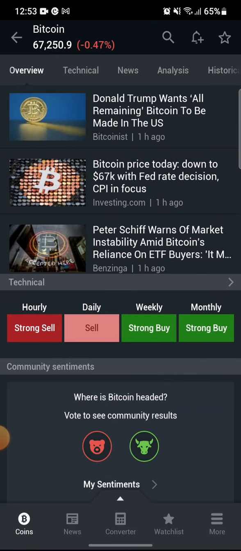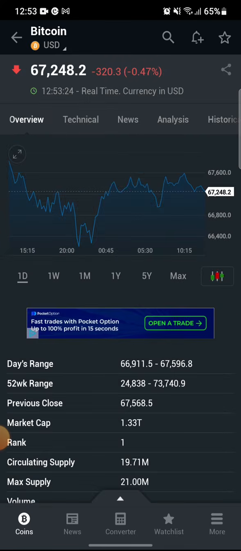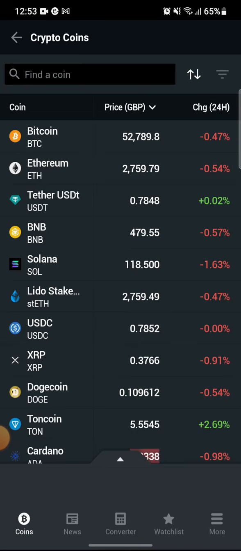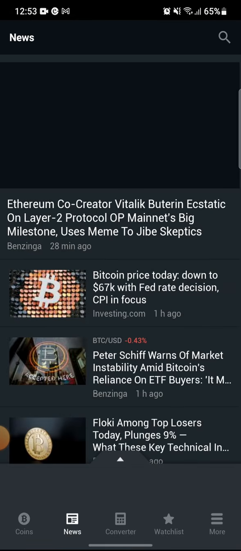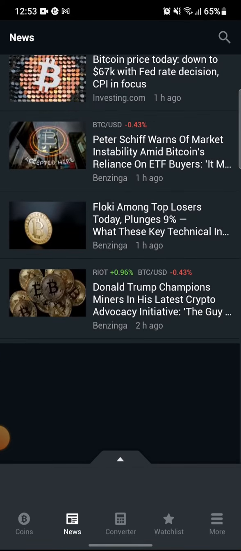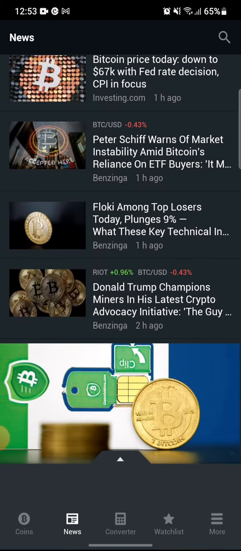And if you scroll down, you can also see its technical options, that is hourly selling, daily selling, weekly buying or monthly. Just to backtest, you can also see the news. You can see the news about the coin or any kind of stock that you are trying to invest into and gain more information on whether it's going to be profitable or not.